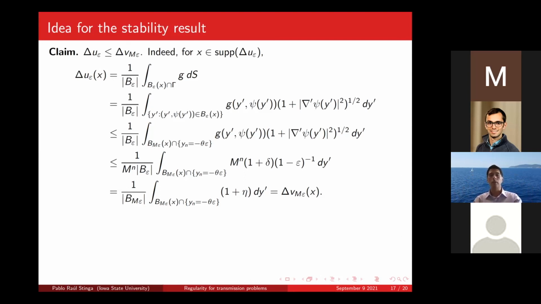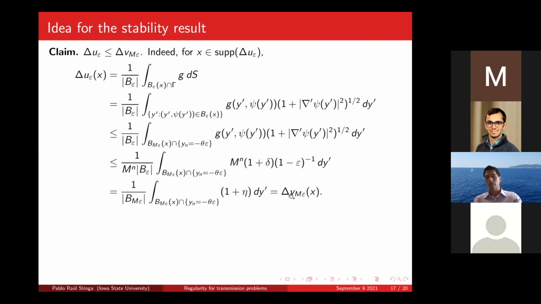But anyway, you can do it. And after you do that, G is close to 1 by less than delta. So this G is less than 1 plus delta. And you multiply by m to the n and divide by m to the n. And then you have the measure of the ball, m epsilon. And you keep this. And this is some constant, 1 plus theta.